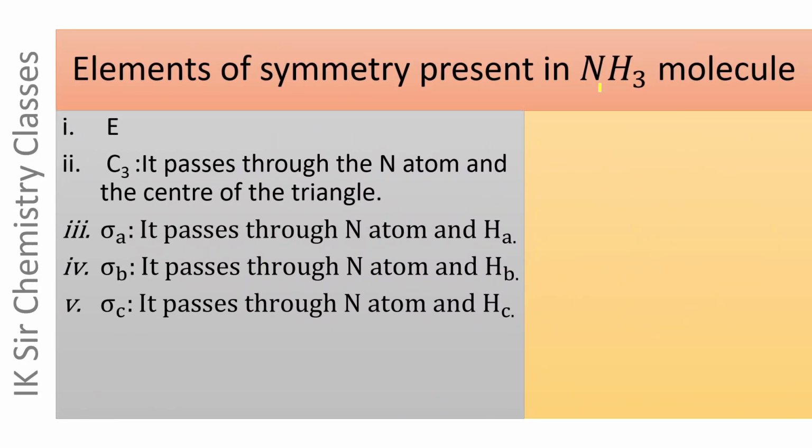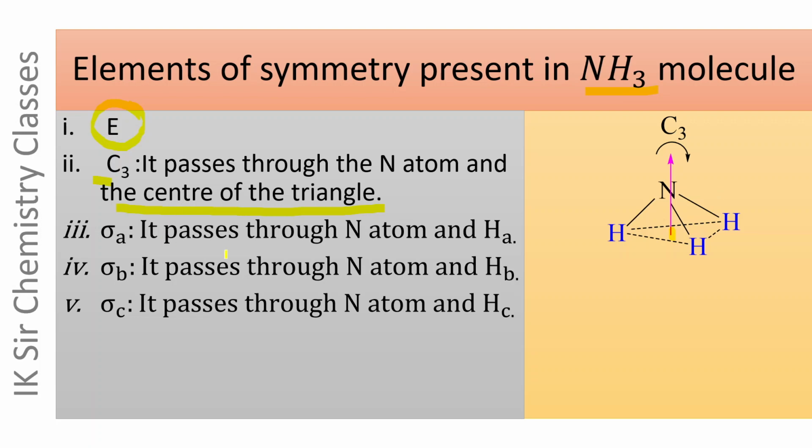Elements of symmetry present in NH3 molecule. E, identity element of symmetry, is present in all the molecules and it is also present in NH3 molecule. C3, axis of symmetry. It passes through nitrogen atom and the center of the triangle. C3, three-fold axis of symmetry. It passes through nitrogen atom and the center of the equilateral triangle containing three hydrogen atoms.